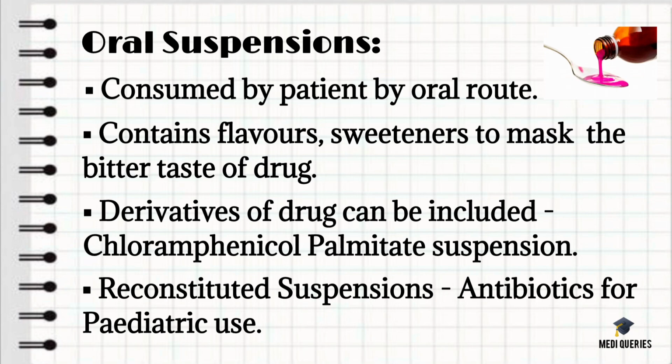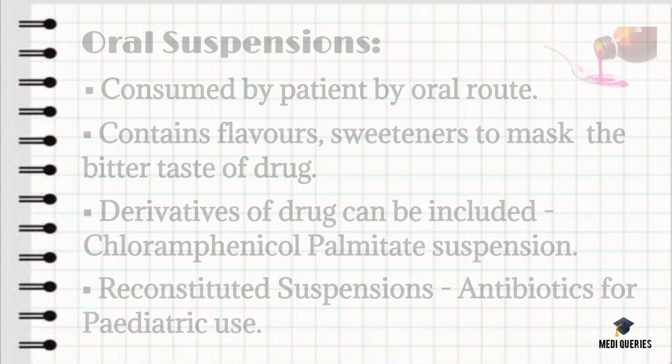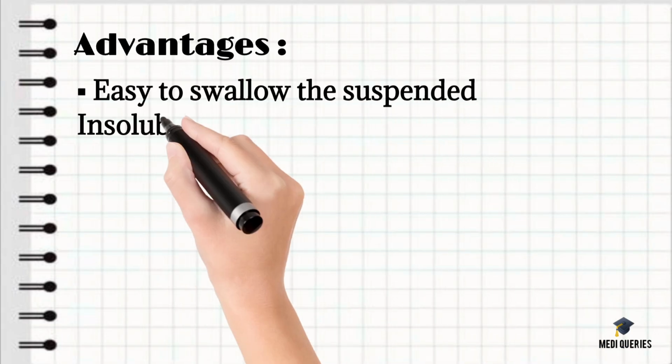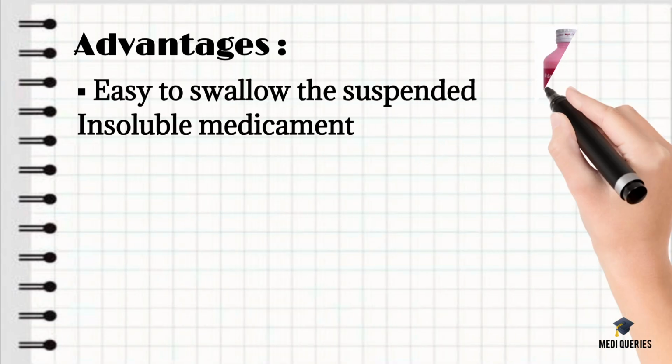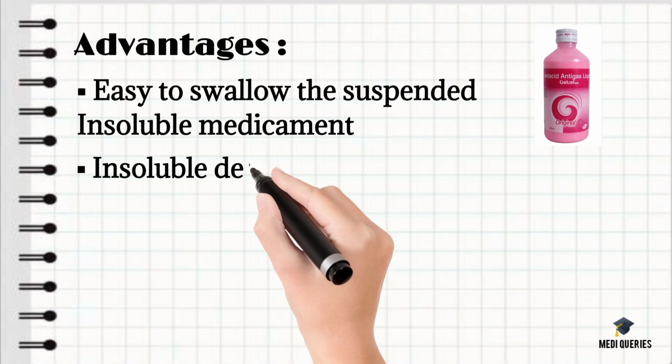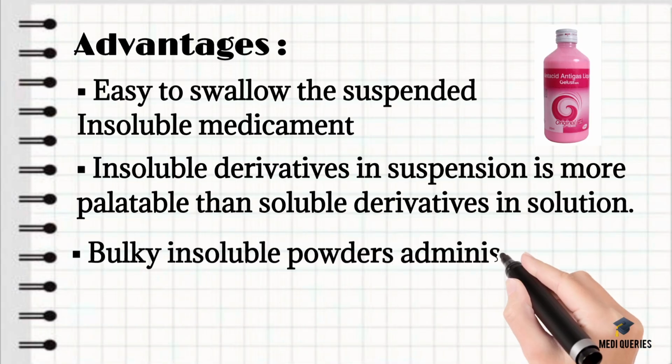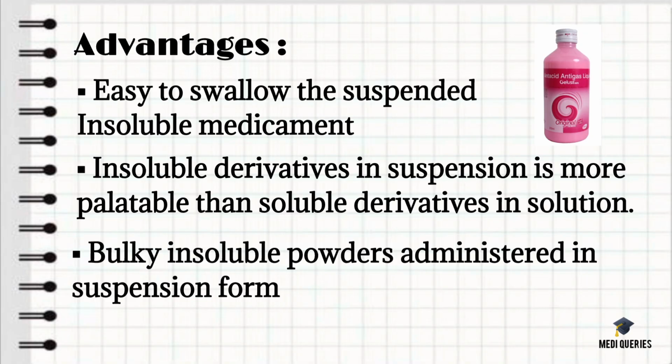Let us see the advantages of oral suspensions. It is easy to swallow suspended insoluble medicaments. The insoluble derivatives in a suspension are more palatable than the soluble derivatives in a solution. Bulky insoluble powders such as kaolin and chalk can be administered in suspension in order to act as adsorbents of toxins or to reduce excess acidity in the gastrointestinal tract, especially in cases of poisoning.